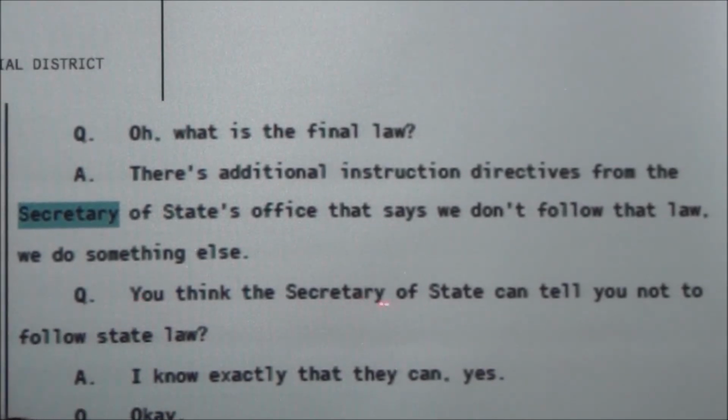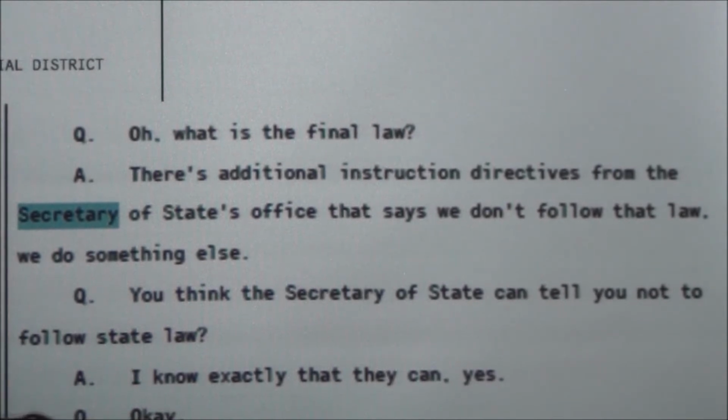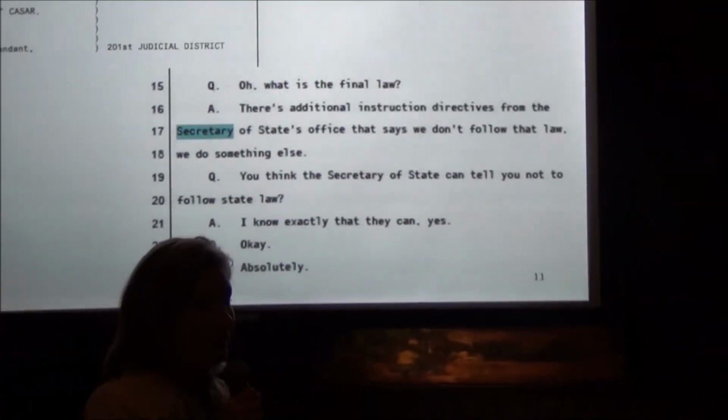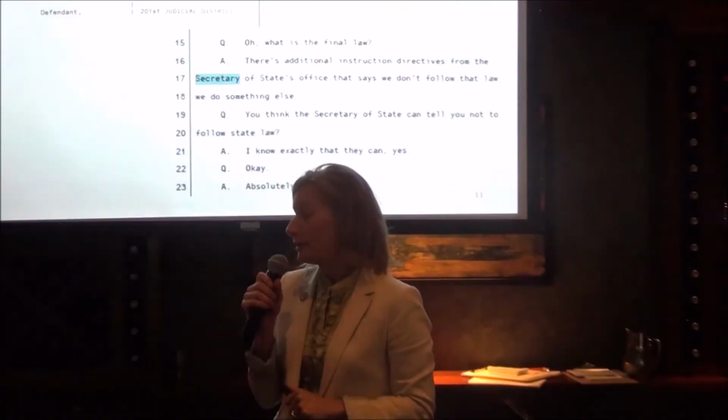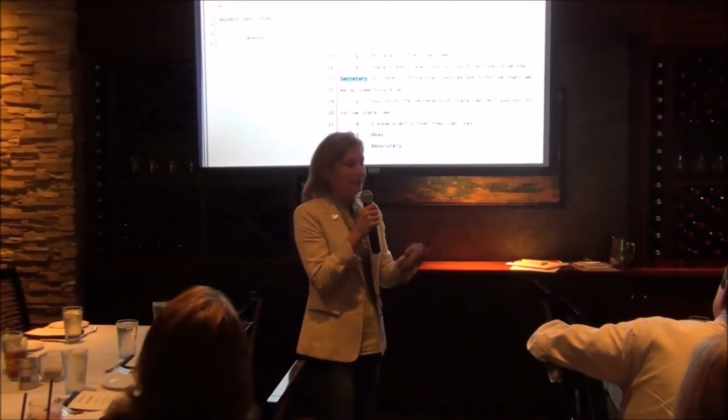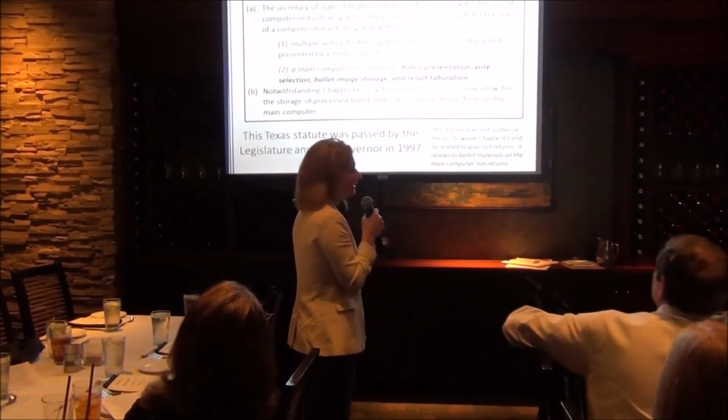He said, do you think the Secretary of State can tell you not to follow state law? She said, yes, they can. To have the county clerk state on the witness stand that a bureaucrat in the Secretary of State's office can tell her to not follow state law, that's shocking. We don't agree that that's allowed. All right, so those are the tapes.